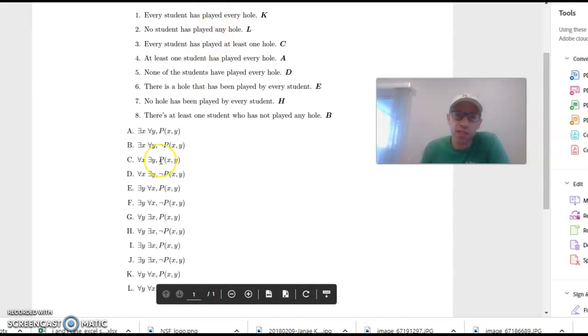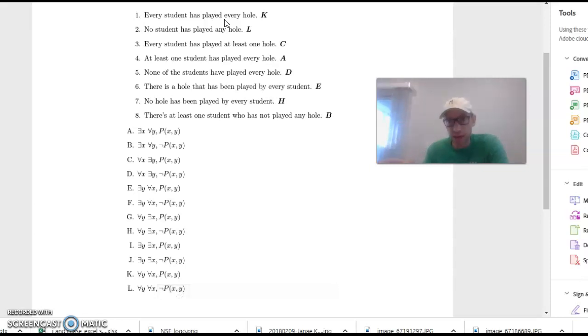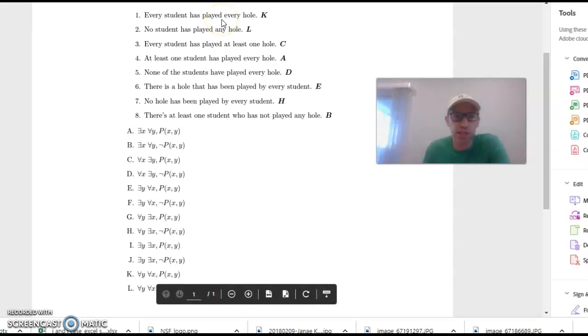Let's go from words to symbols. It's a little more difficult that way, but that way we can be more efficient also. So every student has played every hole. So when you have double every positive, this one is just for any student you choose, and for any hole you choose, that student has played that hole. Everything's positive, everything's full. So this should be a for all, or for any. Those are the same thing. And so we get our K here.